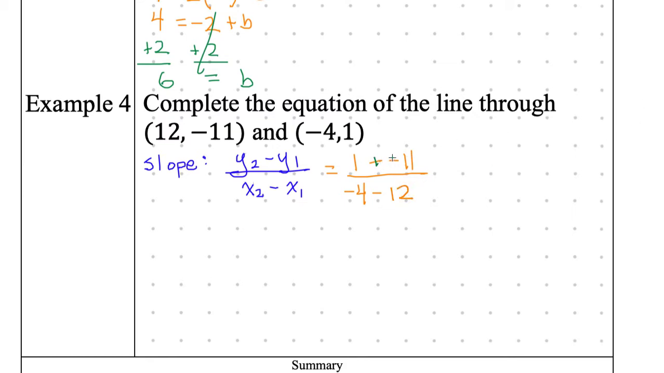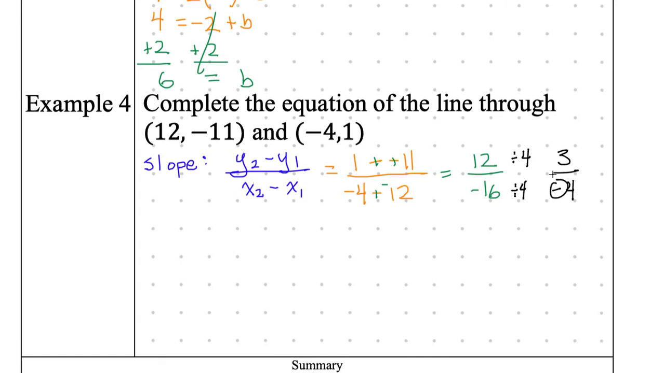Whenever I have negatives touching, they become positive. On the bottom, I'm going to do -4 plus a -12, and on top, 1 plus 11 is 12. On the bottom, I have -4, and I'm adding another -12, so they're both going the same direction. That is going to be a -16. Reducing that, I can actually divide the top and bottom by 4, I think is the greatest common factor. If I divide 12 by 4, I get 3. If I divide 16 by 4, or -16 by 4, I get -4. So my slope is -3/4.